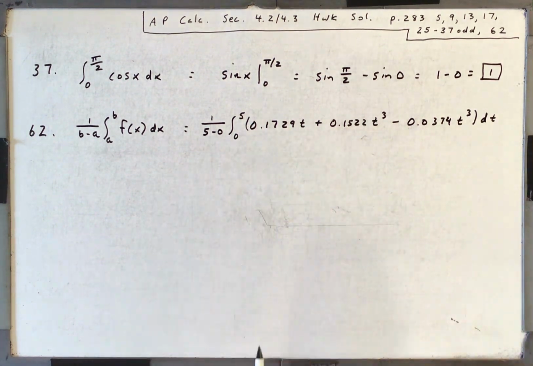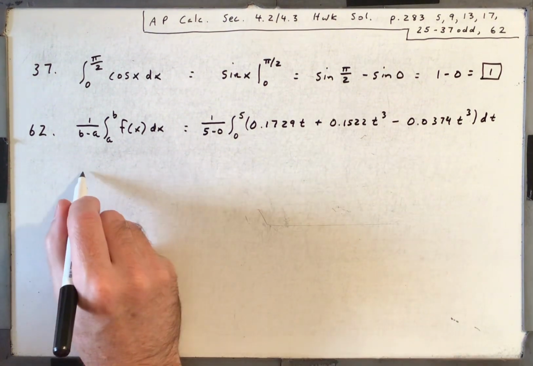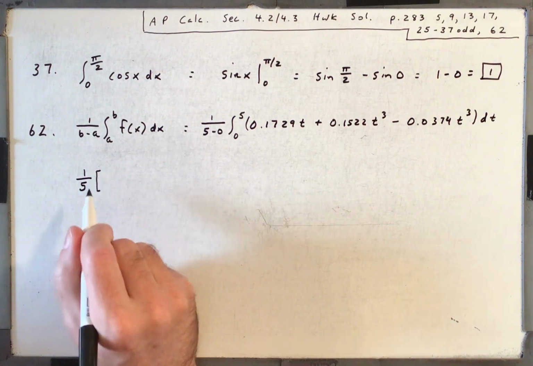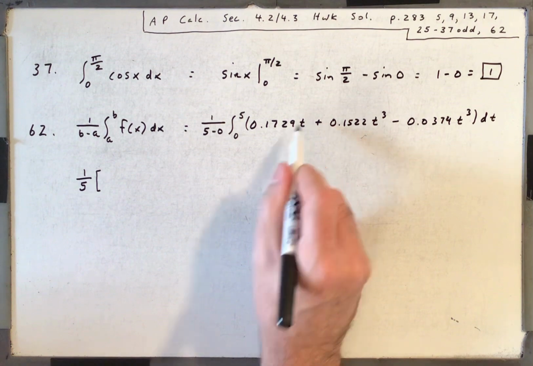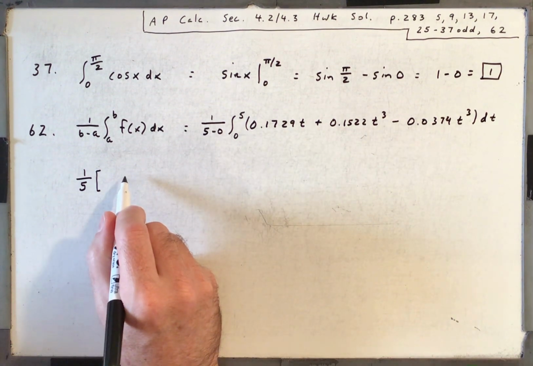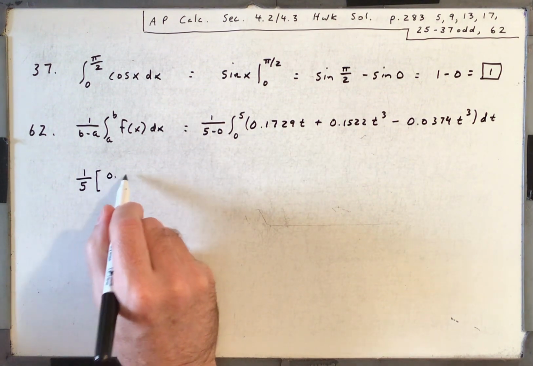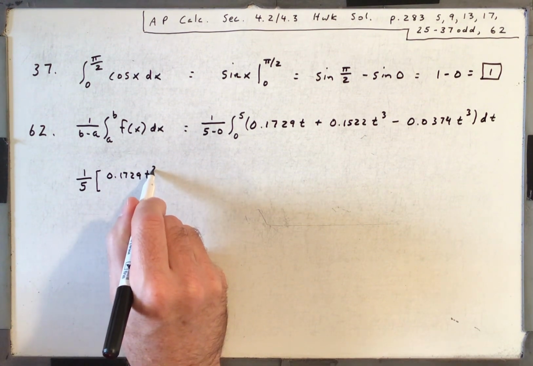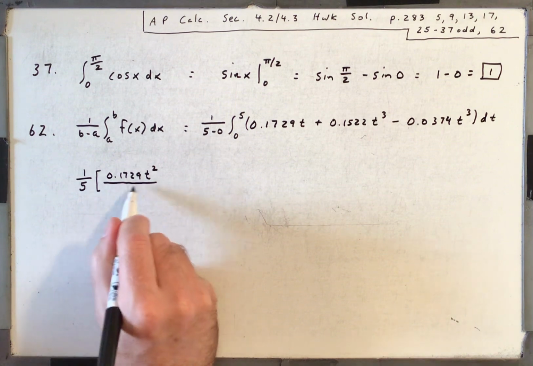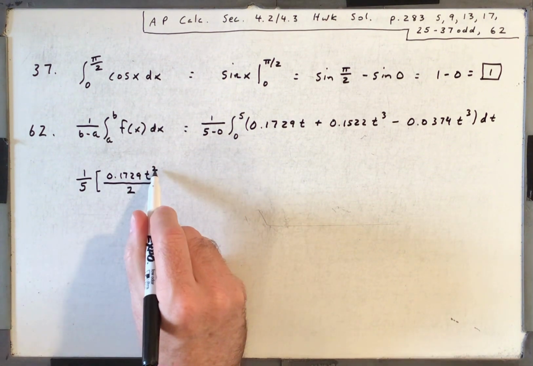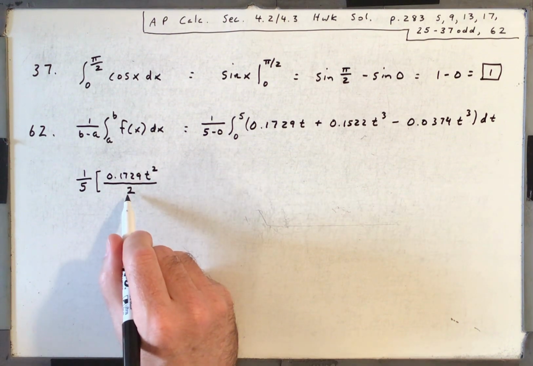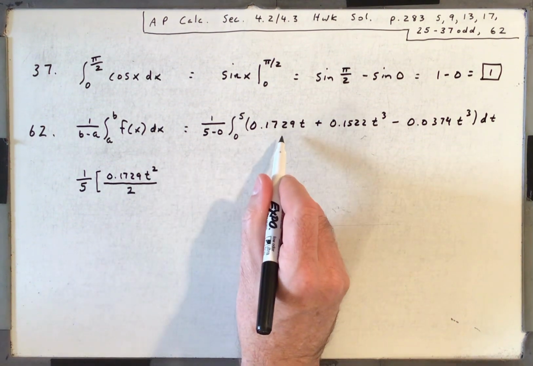All right, looks terrible, but it's not bad. First we're going to get this. You've got a 1/5 out front. And let's get the antiderivative. Well, the t is going to be squared, so it's going to end up being 0.1729 t squared, and then you divide by the exponent that you raised it to, because when you bring it down, the 2's will cancel and you get back to this.